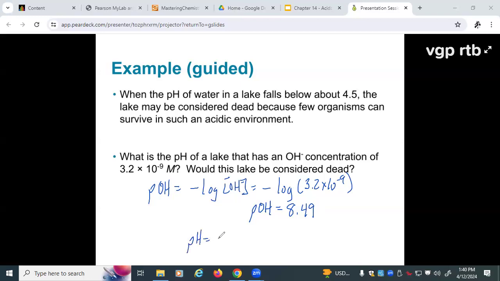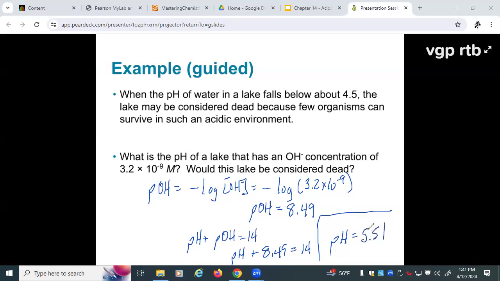The second calculation is that pH plus pOH equal 14. So pH plus 8.49 equal 14. I can do a little bit of algebra. pH is going to be 14 minus 8.49, 5.51.